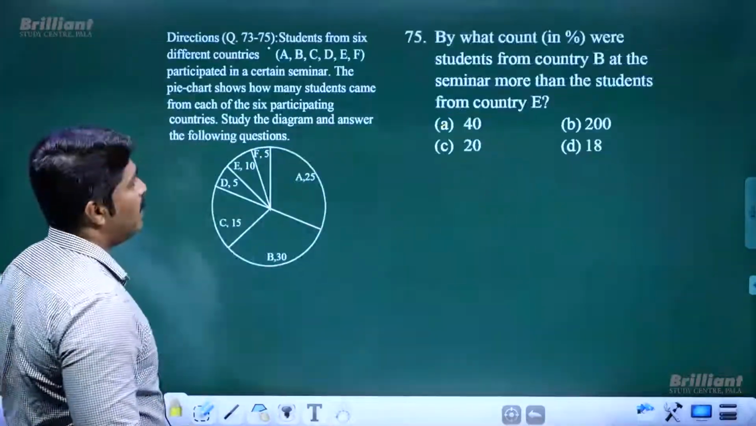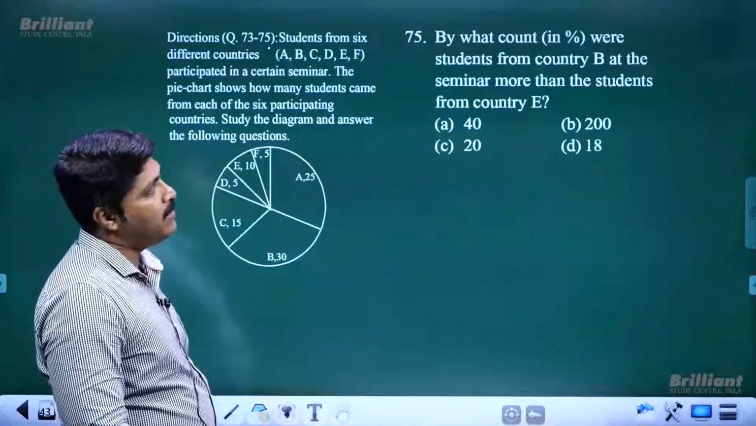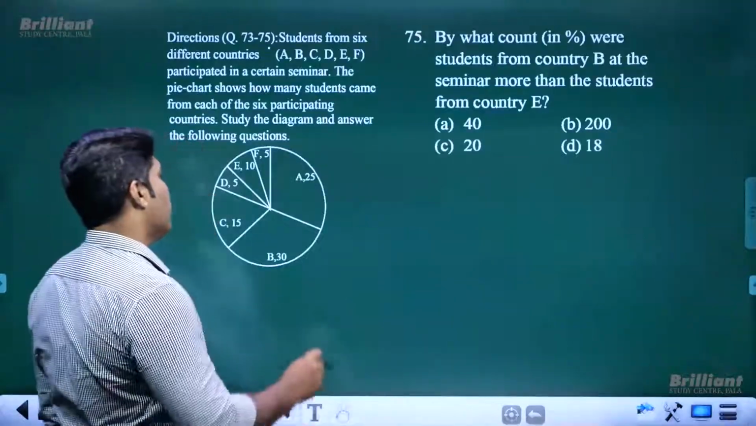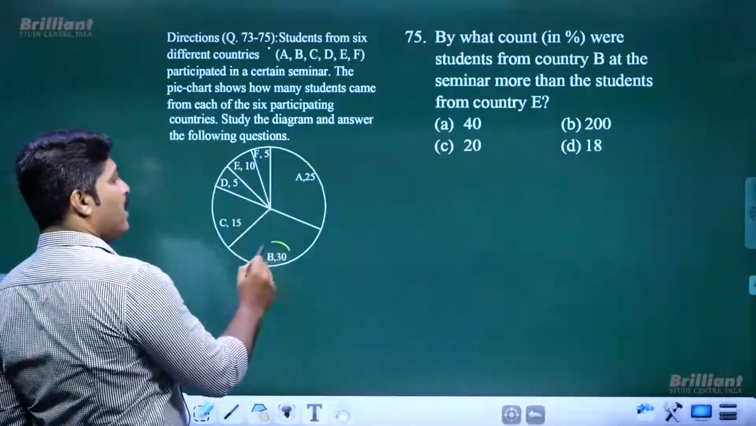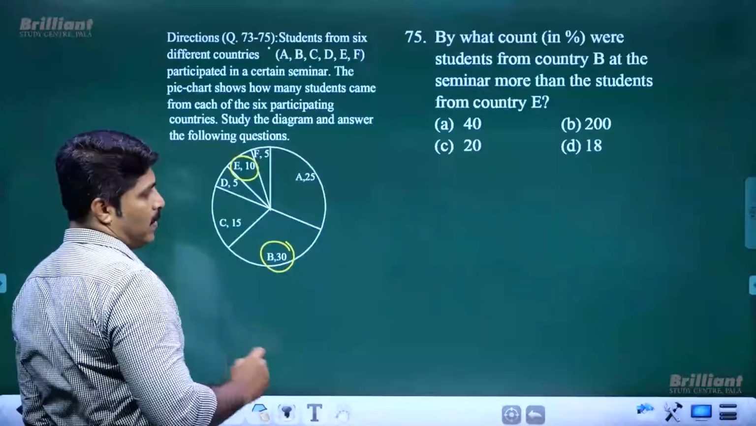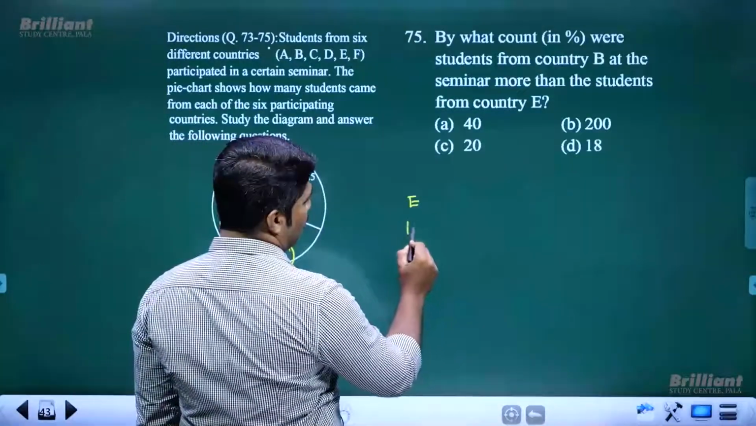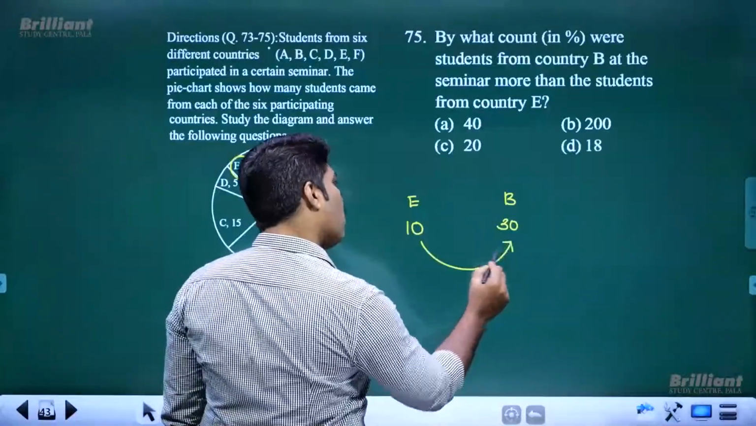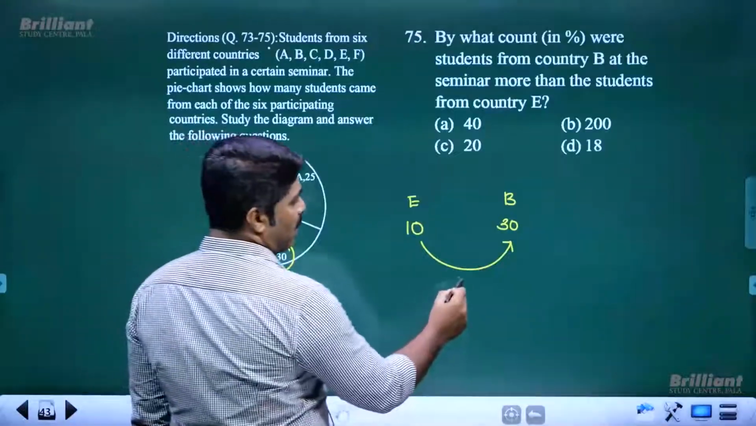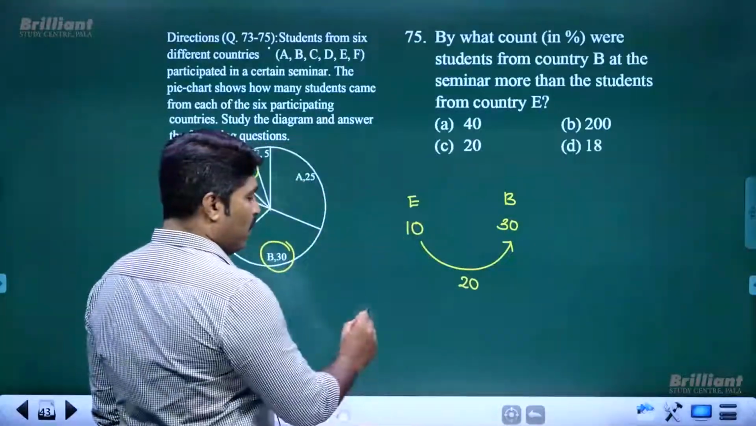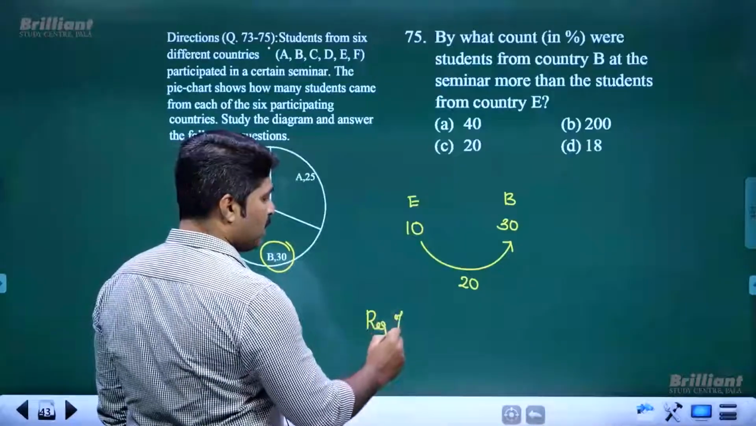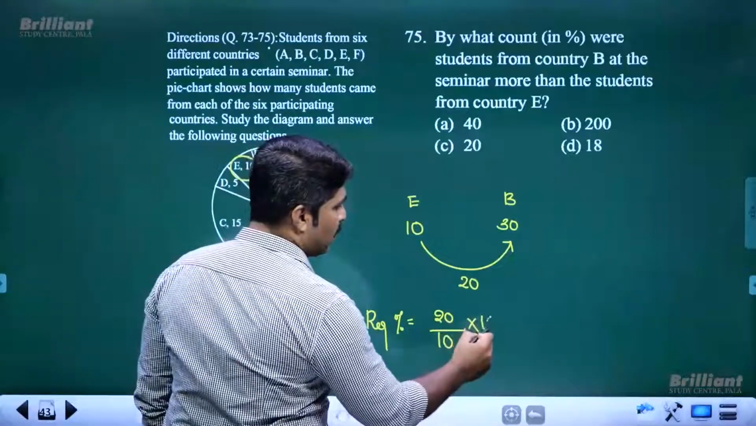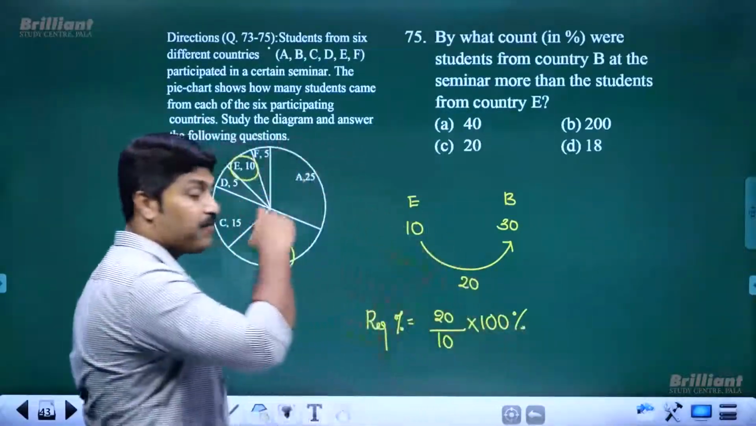And our final question: by what percent were students from country B at the seminar more than the students from E? Students from B are more than students from E. Here E contains only 10, B contains 30. This 30 is how much more than E? That's it. So here 20 students more than E. Therefore, our required percentage here: this 20 is what percentage of 10? Our question is, this difference is what percent of the initial number?